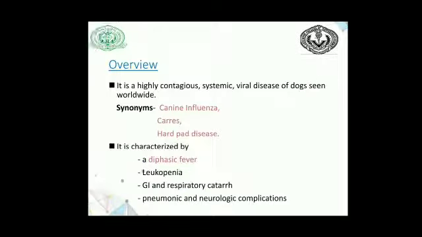So in the very beginning, let's have a brief overview of this disease. It is a highly contagious systemic viral disease of dogs seen worldwide. Synonyms: this disease is also known as canine influenza, Carré's disease, and hard pad disease. This disease is characterized by a diphasic fever, leukopenia, gastrointestinal and respiratory catarrh that is discharged from both nose and mouth. Then we will also see pneumonic and neurological complications.